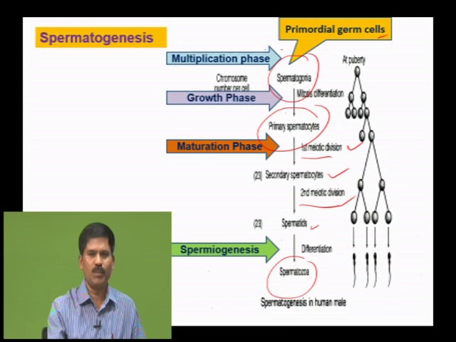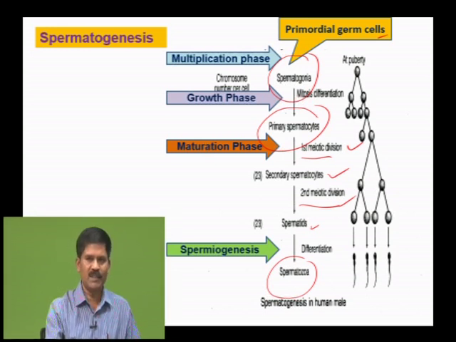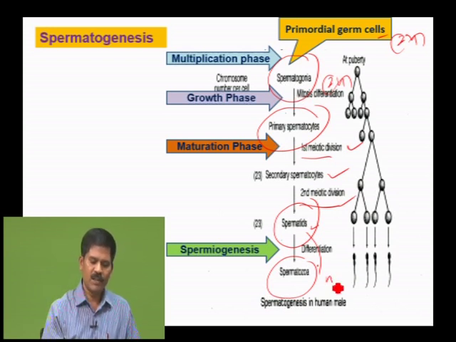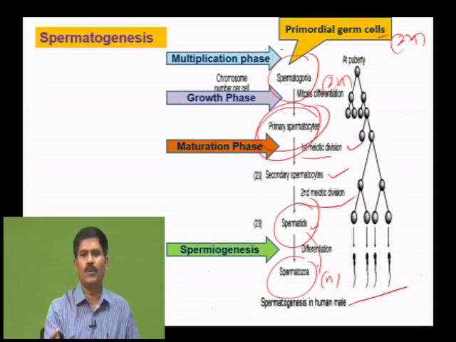a process called spermiogenesis. Spermiogenesis is a differentiation process which transforms non-functional spermatids into sperms. But you should remember, here primordial germ cells are diploid in nature. So spermatogonia or sperm mother cells are diploid in nature, and finally, it gives rise to haploid sperms. So this is the product of spermatogenesis. As a result of spermatogenesis, each primary spermatocyte gives rise to 4 sperms.